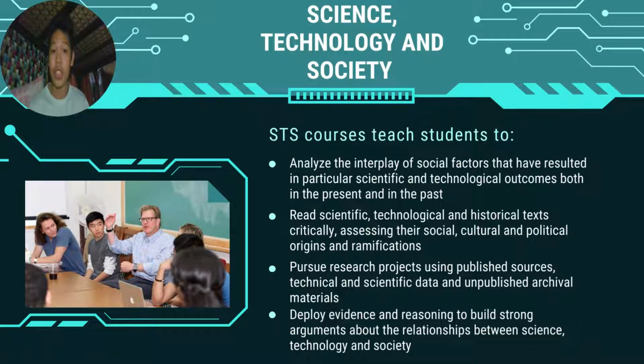The next one is that STS courses teach students to analyze the interplay of social factors that have resulted in particular scientific and technological outcomes, both in the present and in the past. They also teach students to read scientific, technological, and historical texts critically, assessing their social, cultural, and political origins and ramifications, and to pursue research projects using published sources, technical and scientific data, and unpublished archival material.